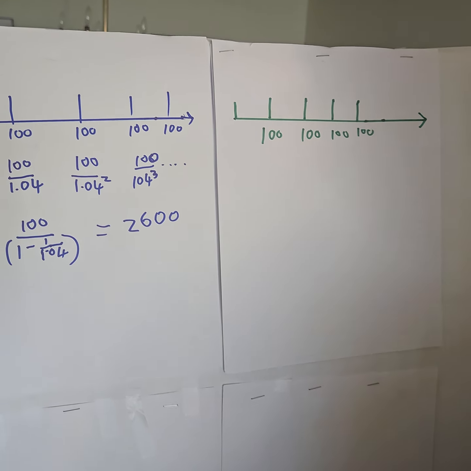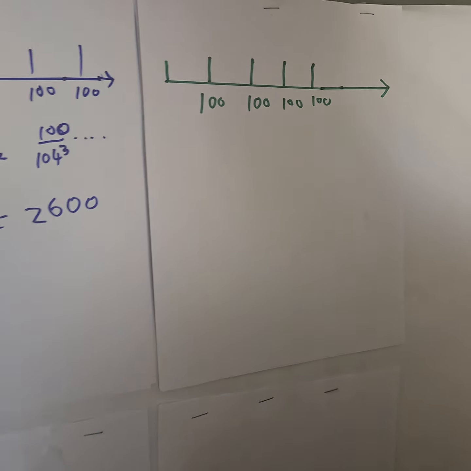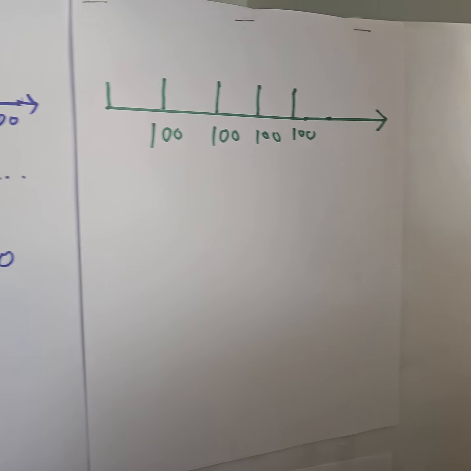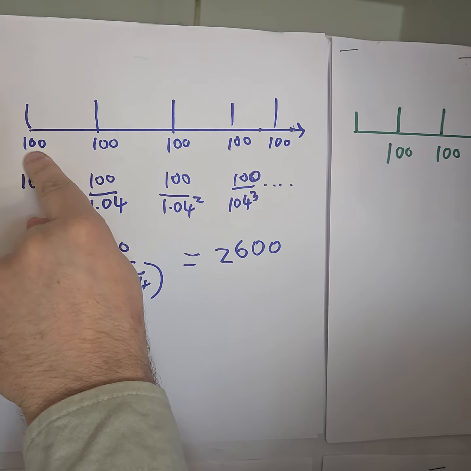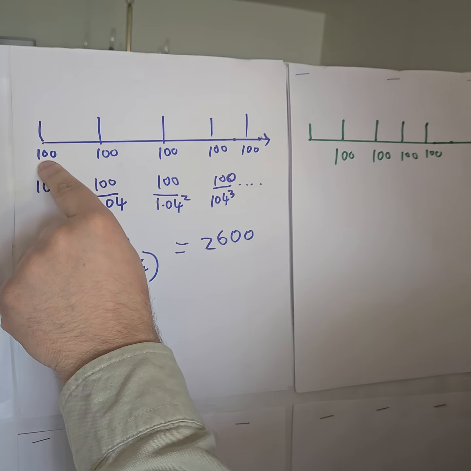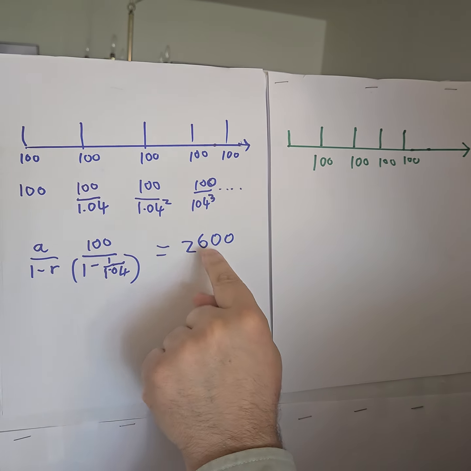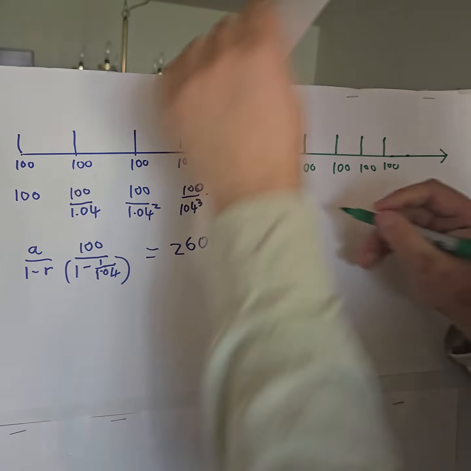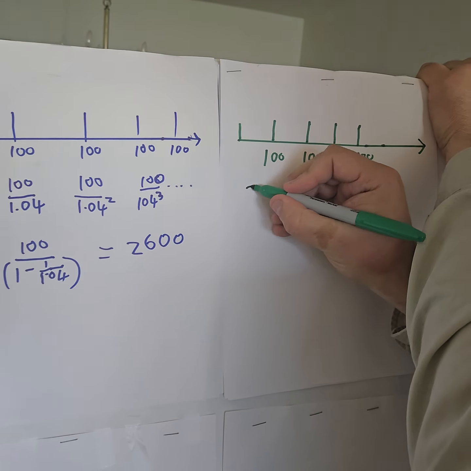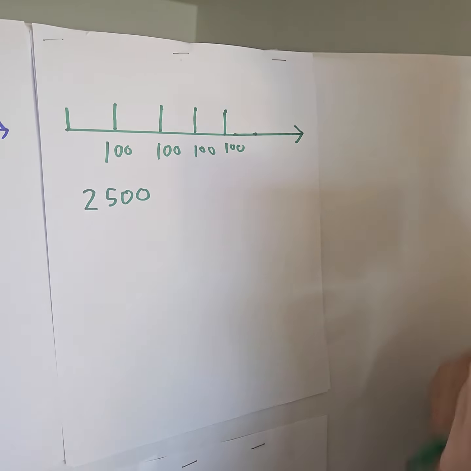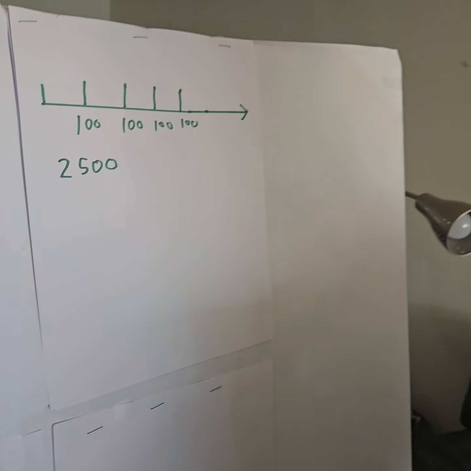I'm going to first solve it the easy way. The easy way is everything here is the same except for this. What's the present value of $100 now? It's $100. So everything other than this $100 must be $100 less. So I'm sure the answer will be $2,500. But anyway, let's do it using a formula to show that the formulas work.